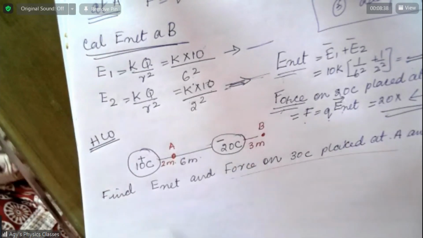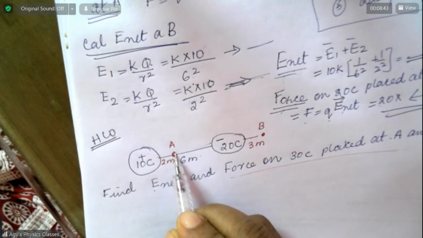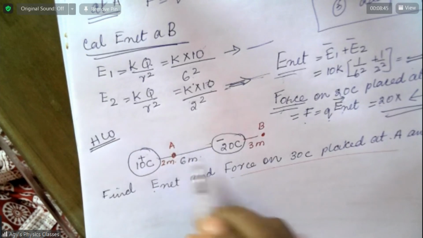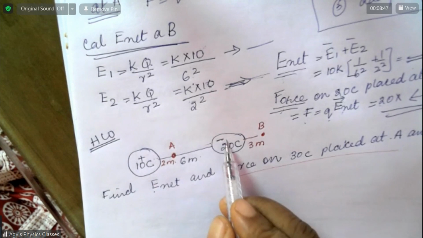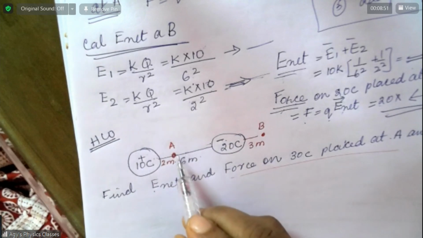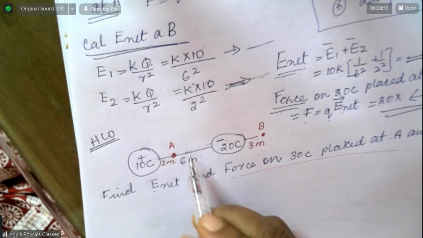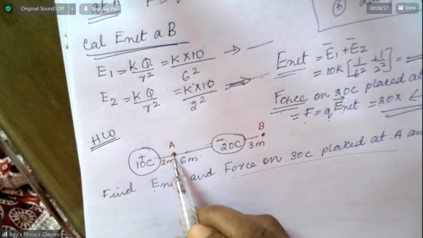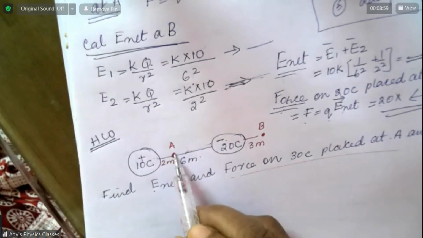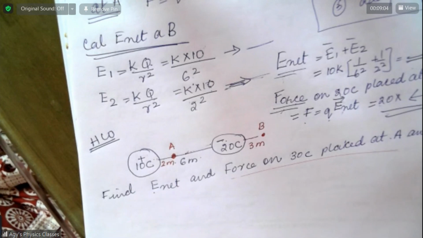Okay. So what you have to do? First you find the E net at this point. How will you find the E net? Think about the charges. If you get the force or the electric field in the same direction, you add; in the opposite direction, you subtract. Here you tell me, should you add or subtract to find the net electric field?